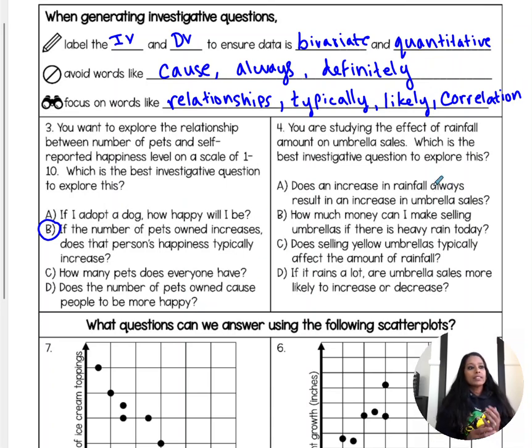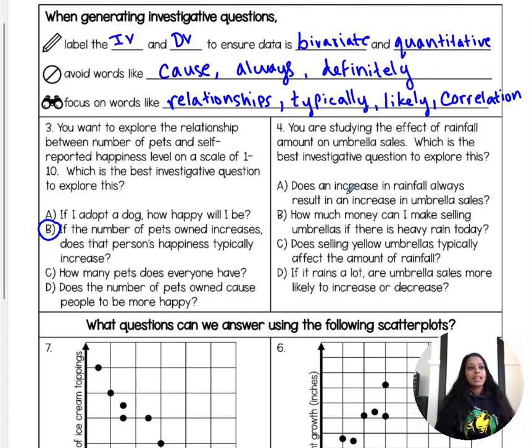All right. You are studying the effects of rainfall amount on umbrella sales. So these are the two things. It's kind of hard to see when you look at this type of question, but the rainfall amount, so how much it rains, like 2 inches, 3 inches, I think they use inches for rain. And then number of sales, so how many umbrellas did you sell? What is the best investigative question to explore?